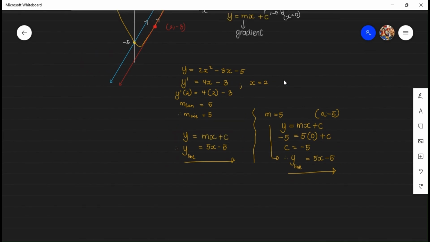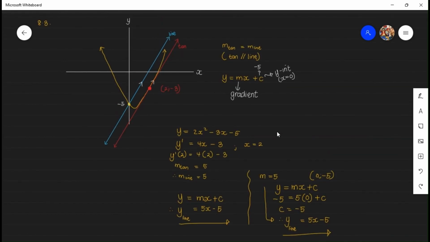The goal for this was to identify that we can calculate the gradient of the tangent using our derivative method. So we needed to derive and substitute the x value at that point of contact to give us the gradient of the tangent. We then needed to identify, based on the information given, that because the tangent is parallel to the line, they have the same gradient. In addition to that, we needed to understand that because the blue line passes through the y-intercept, our c value is -5. That would then allow us to calculate the equation of that blue line.